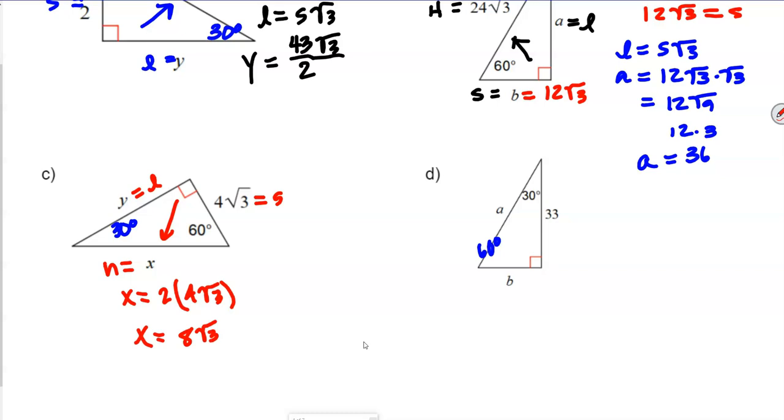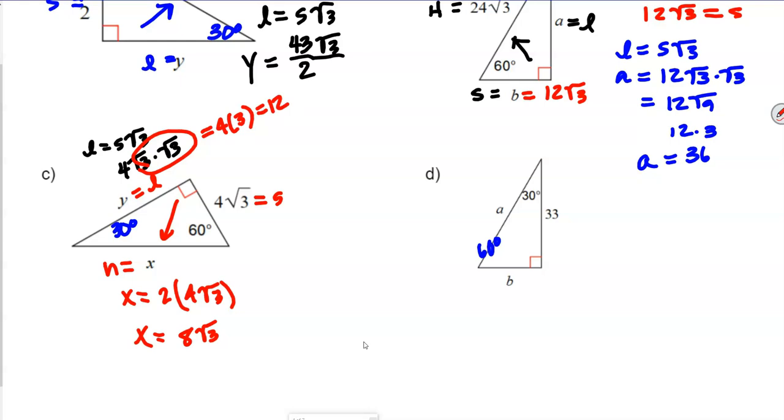Now the long leg, we've solved for it. The long leg is equal to the short leg times square root of 3, right? So this is going to be 4 square root of 3 times the square root of 3. Well, we just did that, didn't we, guys? So what's the square root of 3 times square root of 3? Isn't that 3? So this is going to be 4 times 3, which is equal to 12.